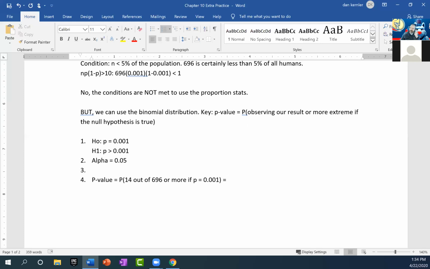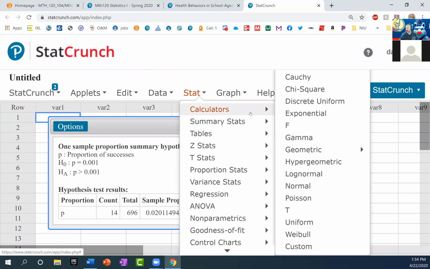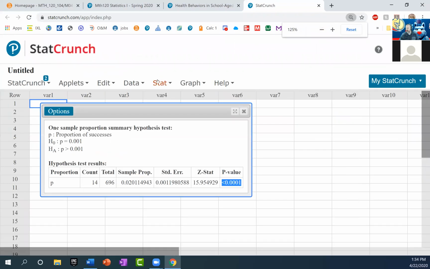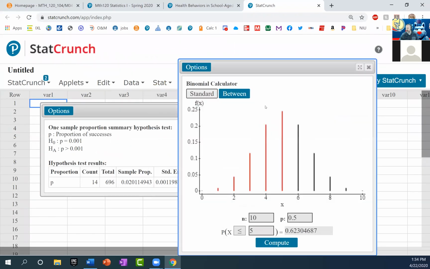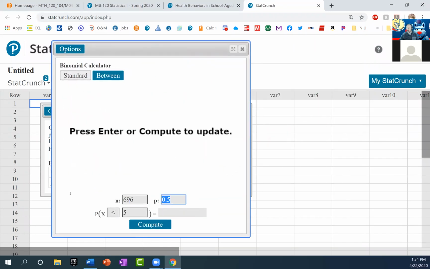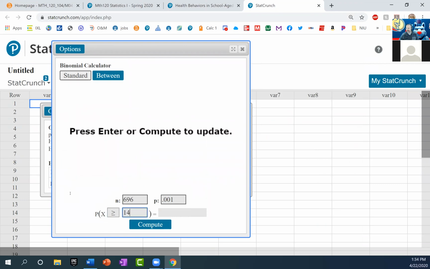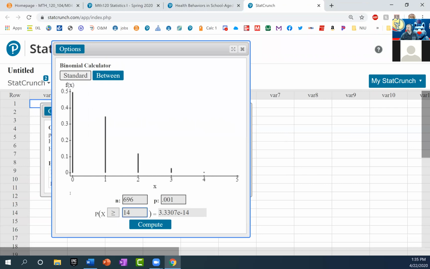We've been using those in confidence intervals and here in hypothesis tests. But if we remember that p-values are just probabilities, we can actually use the binomial probability and just do the stat calculator. Here it's zoomed in again. It's so annoying. It doesn't let me scroll up. We can use the binomial calculator to find that probability. If we have 696 people, and the death rate is 0.001, what is the probability of at least 14 people dying? Look how small that is. Really, really, really small.